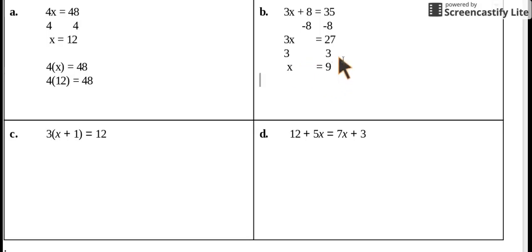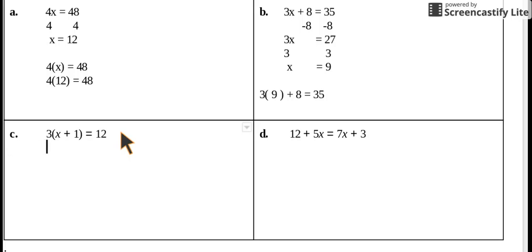Now we substitute our answer back in. So we have 3 plus 8 equals 35. Now we don't have any value in here right now because we're substituting our value for x in this parentheses. Well, our x is equal to 9, so we throw our 9 in there. From there, we solve the equation, and we find out that 35 is going to be equal to 35.